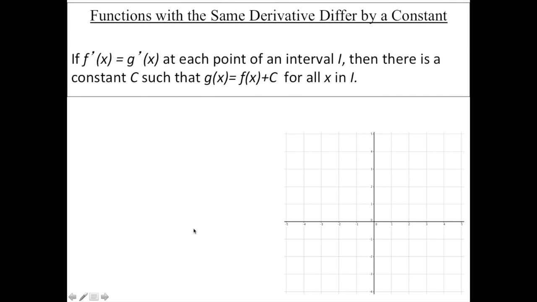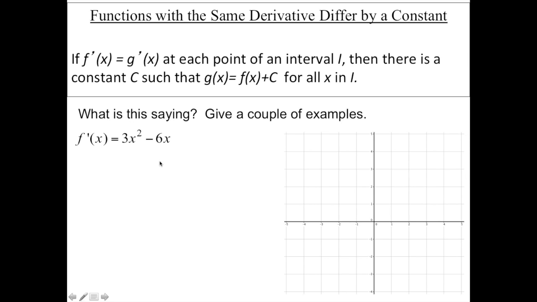So let's talk about then when the derivatives are the same. Does it mean the function is the same? So let's have a couple of examples here. For instance, let's have a derivative of 3x squared minus 6x. Could you find a function? So this is already a derivative, and this is already a derivative. That's why we have the derivative here. So think of something that would yield 3x squared as a derivative, and think of something that would yield negative 6x as a derivative. So let's think about this.